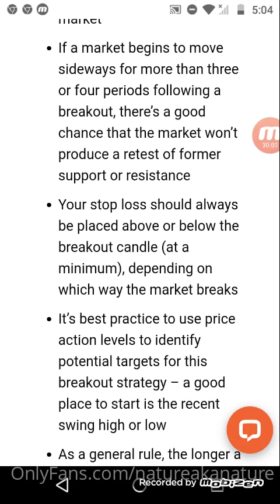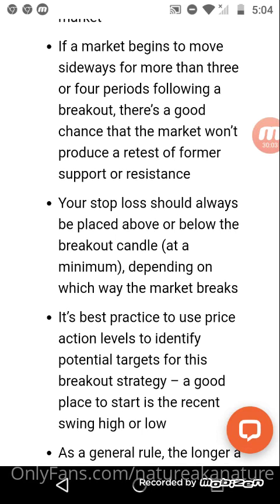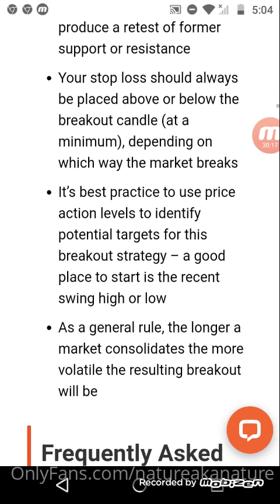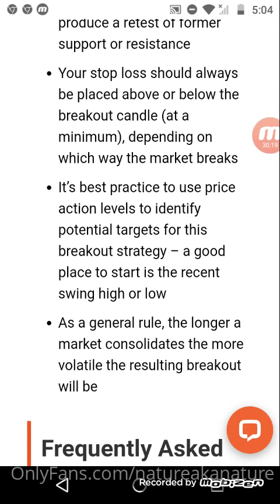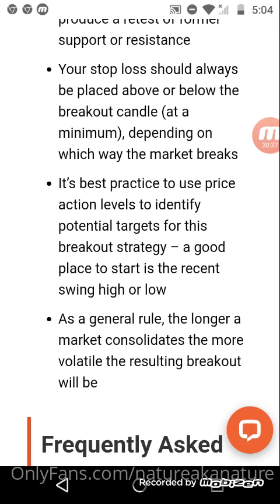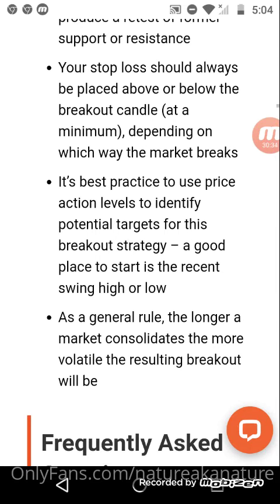So we have to look at price action levels. We're also going to study price action levels too. For this breakout strategy to work, a good place to start is at a recent swing high or low. It's better to start at the bottom or the top to identify a breakout strategy. As a general rule, the longer a market consolidates, the more volatile the breakout will be. The bigger or longer the breakout will be.